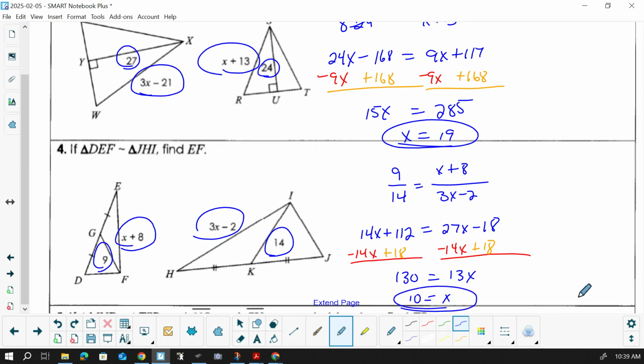Now this one actually asks for EF after this, so that means you have to take whatever you get for x and plug it back in. EF is this one right here. So we'll put that 10 back in. EF equals x plus 8. That's what it says. I now know my x is a 10, so 10 plus 8 is 18. And there's your final answer for number 4.